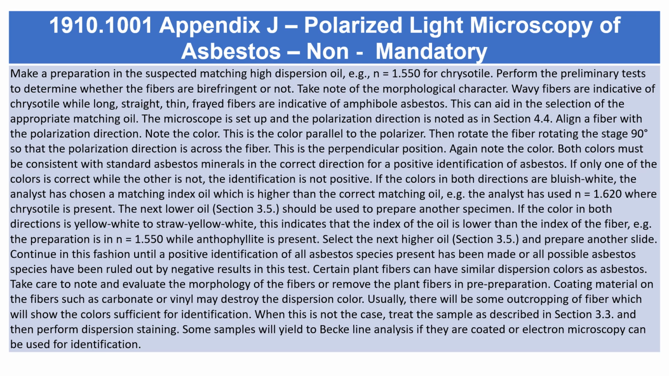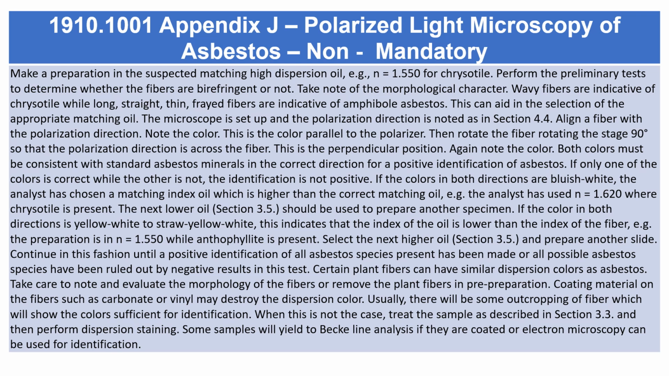The microscope is set up and the polarization direction is noted as in section 4.4. Align a fiber with the polarization direction. Note the color. This is the color parallel to the polarizer. Then rotate the fiber, rotating the stage 90 degrees so that the polarization direction is across the fiber. This is the perpendicular position. Again, note the color.